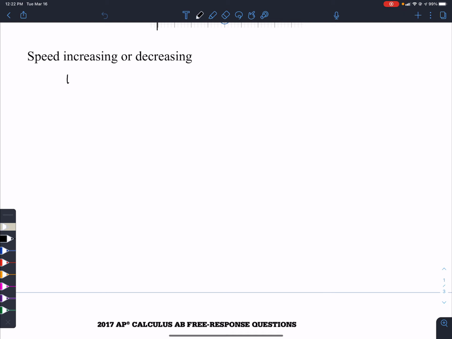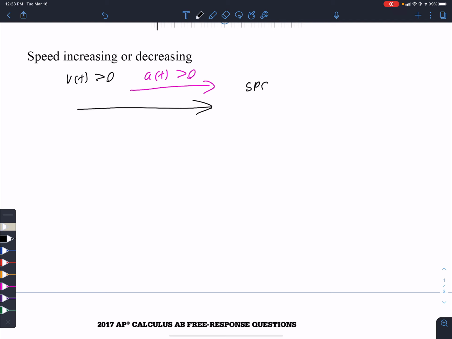So I'll give you an example. Suppose your velocity is positive. That means you're moving to the right. And let's suppose your acceleration is positive. That means you're accelerating to the right. Well, it makes sense that if you're moving to the right and accelerating to the right, your speed is going to increase.